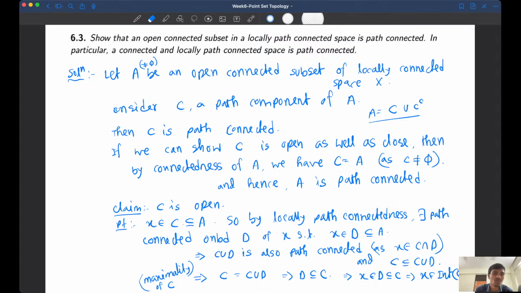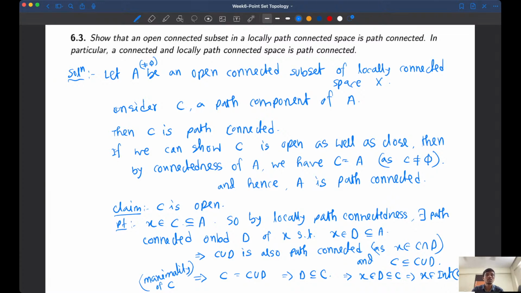So here I'm saying that only one path component of A is there. If only one path component is there, then it has to be path connected. Otherwise there will be at least two components. Right? Is this fine? Or still any confusion? No, sir, it's fine. Okay.